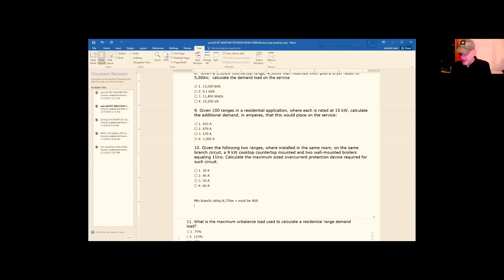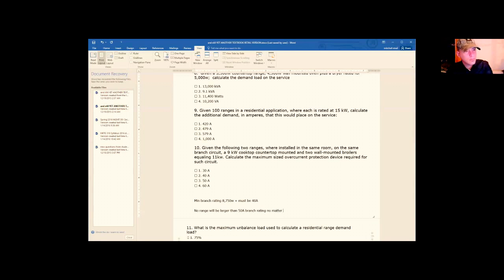So effectively, the second note at the top of that table is going to be that no range will ever be larger than 50 amps, no matter what size it is. So those are just a couple of code minimums and maximums that go with the table and need to be kept close.